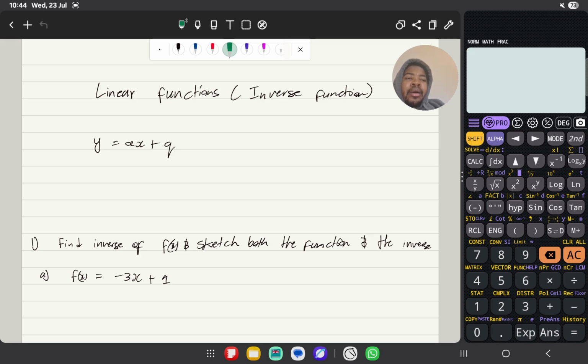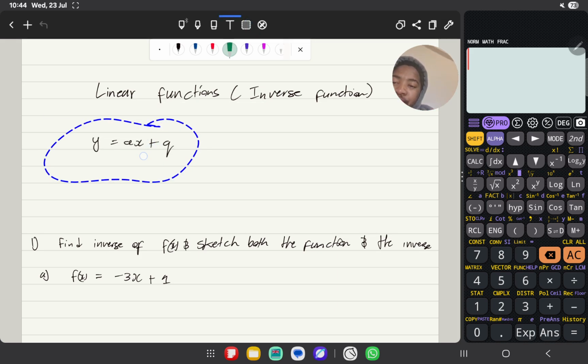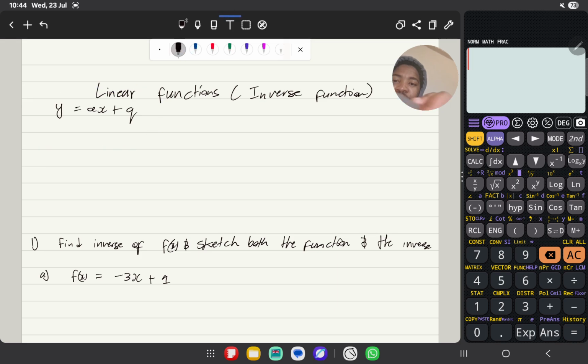Secondly, you have your function. The first step, you can swap x and y, and then you write y as the subject of the formula. I'll show you both. For the first one, I'm writing x as the subject of the formula, so I have ax equals y minus q. Then x equals y minus q divided by a. And then I am done.